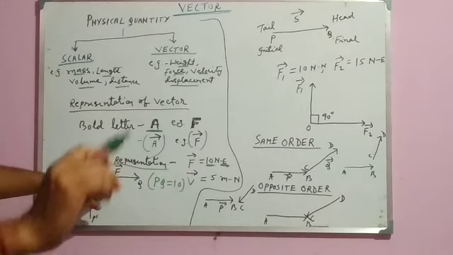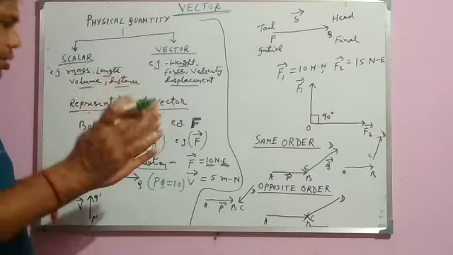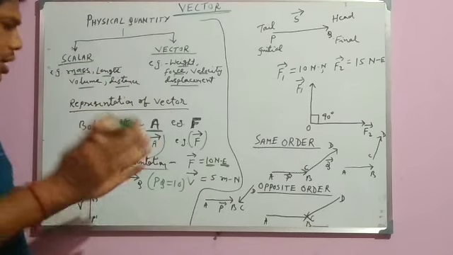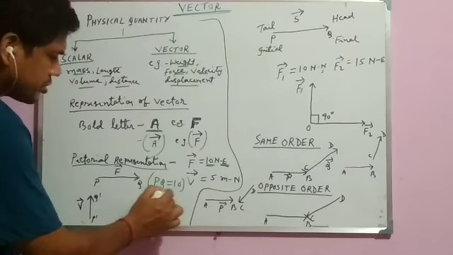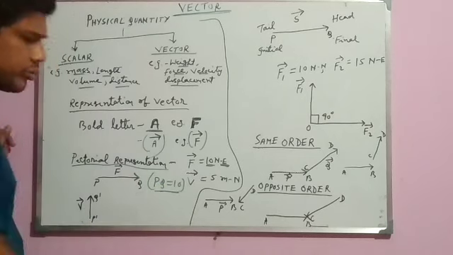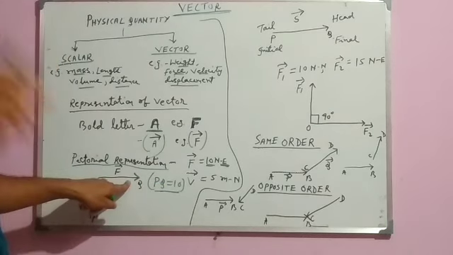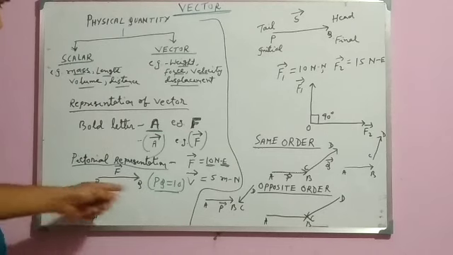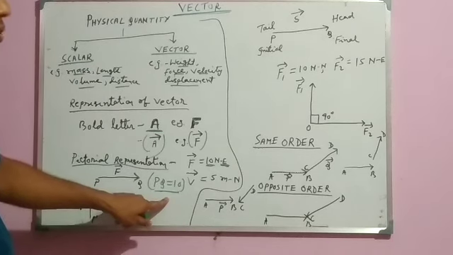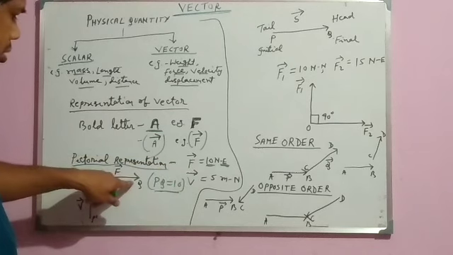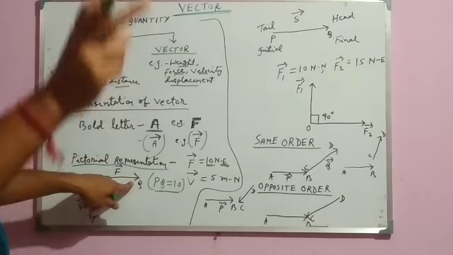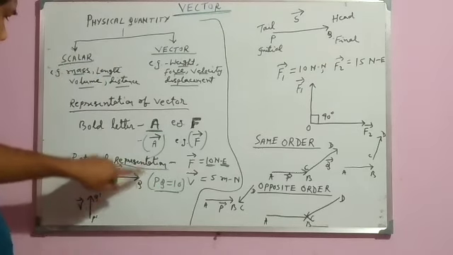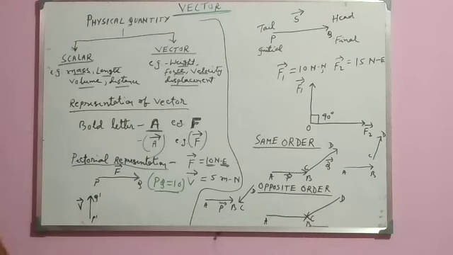Draw a line, the value of that line gives the magnitude of this force, and the arrow indicates the direction of the force. Here PQ means 10, unit is Newton, and arrow along the direction of east. So in this way we have to represent the vector pictorially, okay.